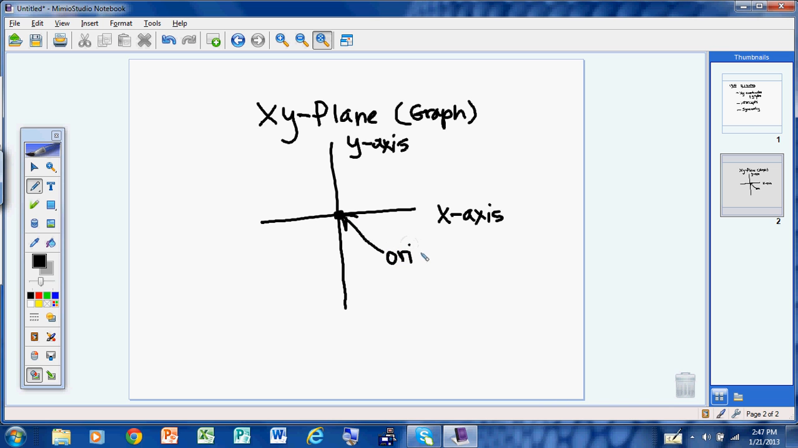And the origin has a specific address or ordered pair or point: 0, 0.